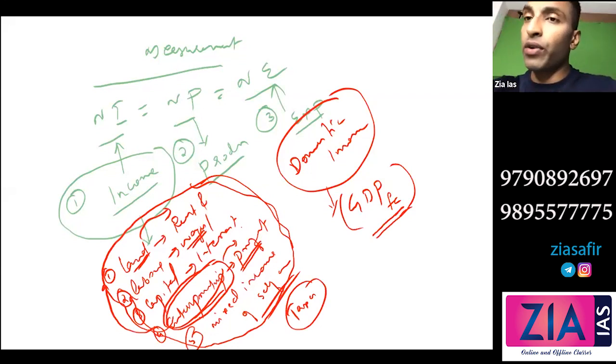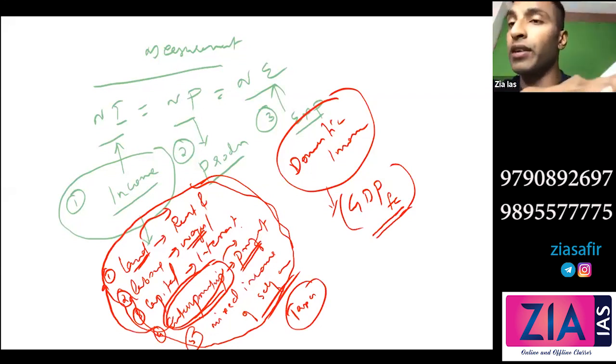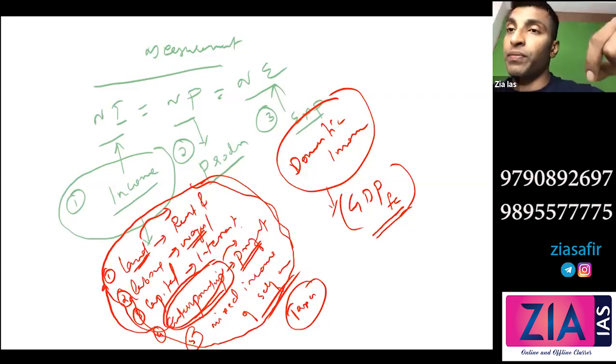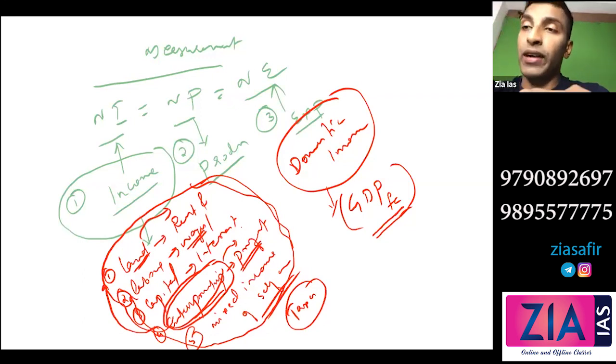Okay, see, you can write one line over there. Domestic income equals GDP at factor cost, like national income is NNP at factor cost. Here, domestic income is not a national concept. National income is the income of Indians. Domestic income means income of India, what is produced in India. Okay, so this is GDP at factor cost.